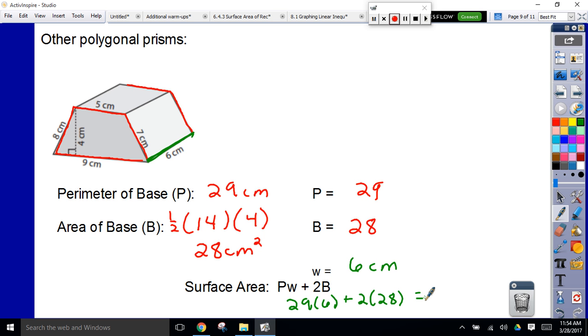We'll give Jake the first shot. 230? Did the rest of you who did it get 230? Okay, good. So 230 square centimeters.